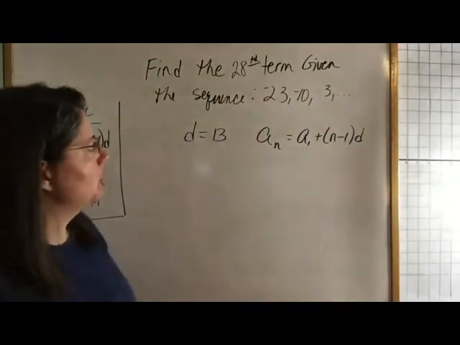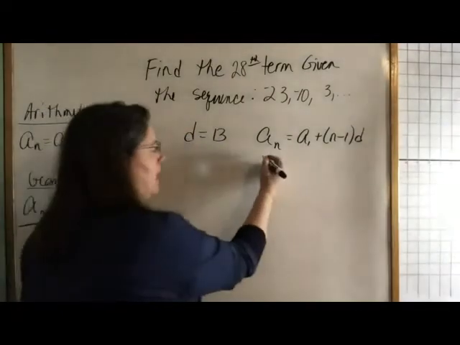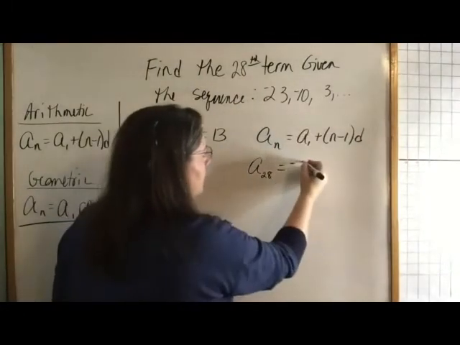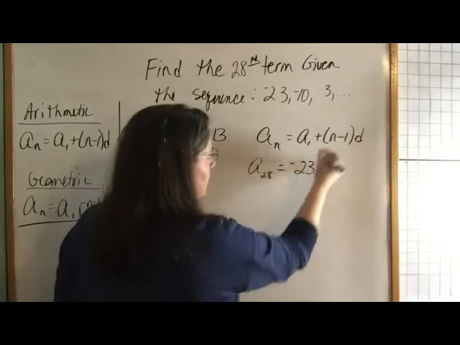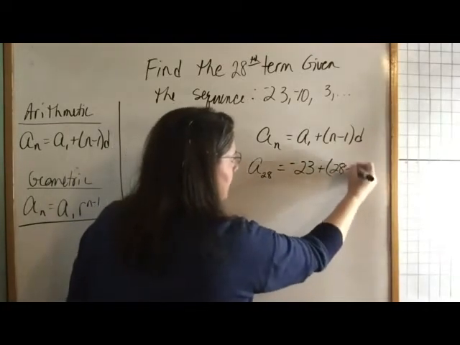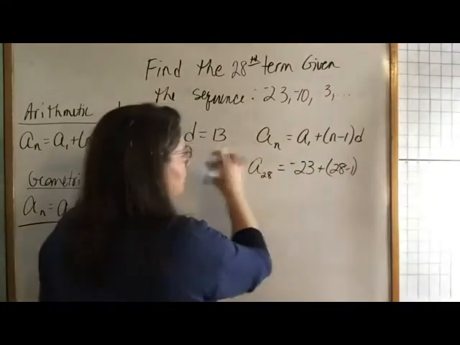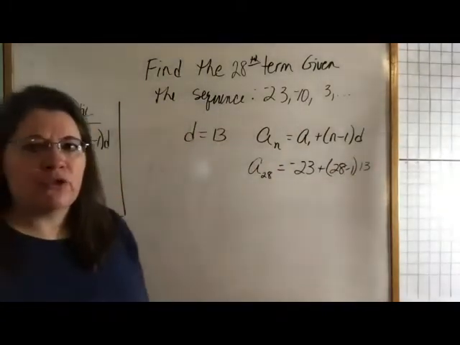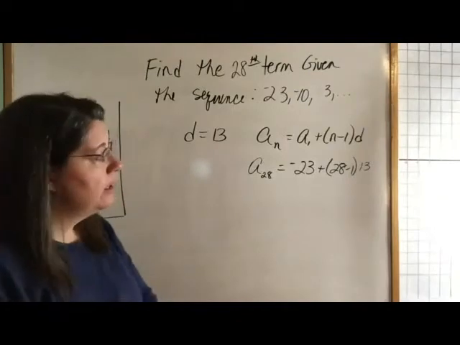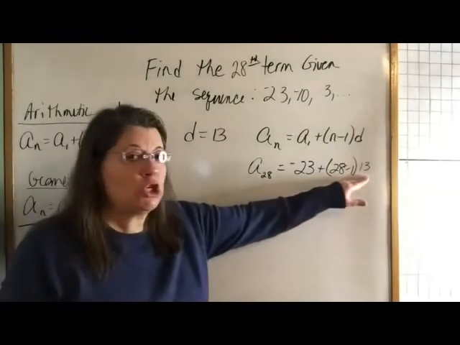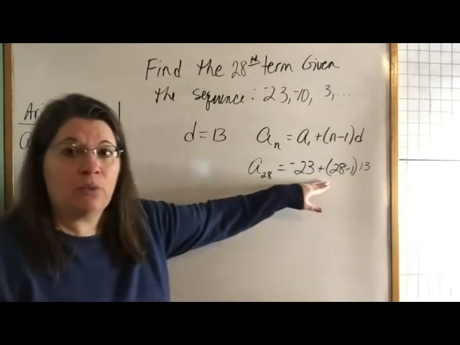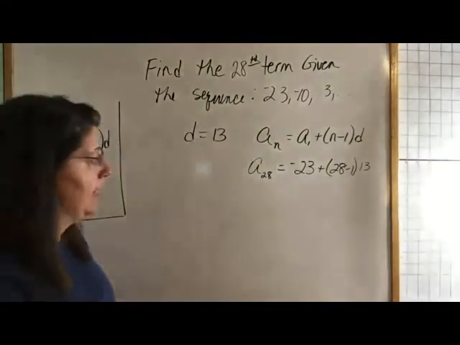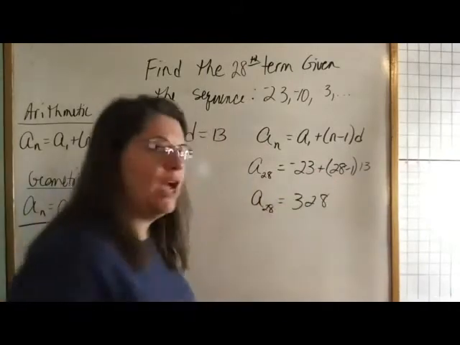We want the 28th term, so that means n is 28. So we've got a sub 28. A sub 1 is our first term, negative 23. N again was 28 minus 1, and d we said was 13. You're going to use order of operations to solve this, and just like before, if you want to plug all of this into Desmos, just like you see it, it will compute the order of operations for you. You don't necessarily have to do it by hand. When I do that, I get 328.